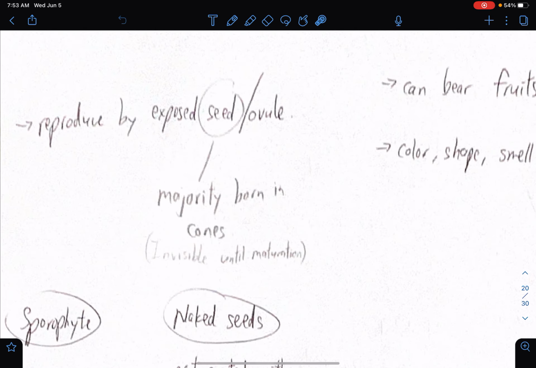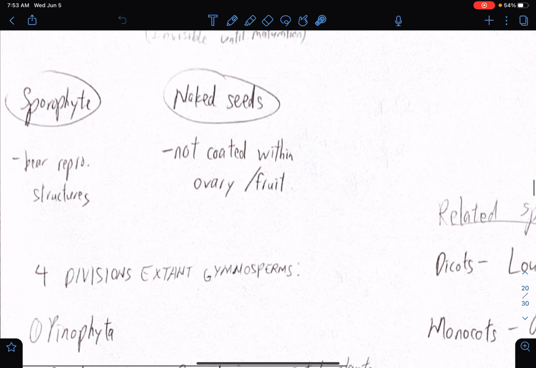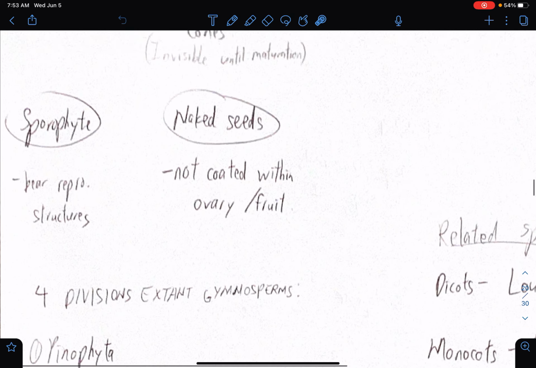For the seed, the majority are born in cones, invisible until the maturation period is reached. The sporophyte bears the reproductive structures, and the naked seeds are not coated within an ovary or fruit. That's why they're called naked. They're described as naked.